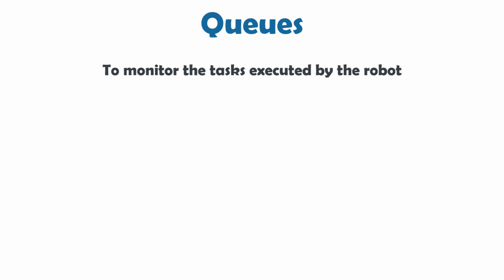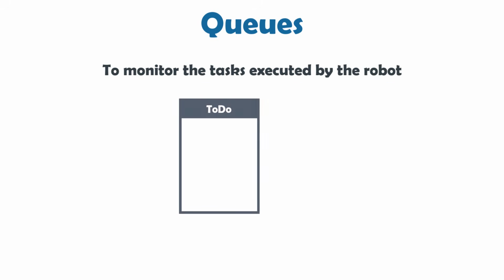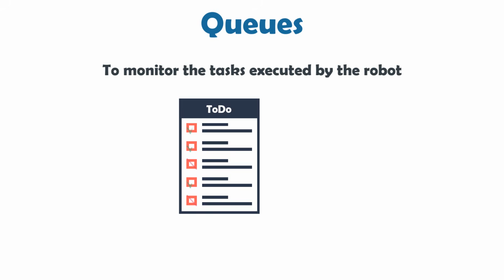What is the function of the queue? Why do we use a queue? Queues help us to monitor the tasks executed by the robot. This means, as mentioned before, a queue is a to-do list. Using the queue we can define what to do and then check how the task is done. This means we can check whether the task is successfully executed or not. For each transaction there are different statuses.